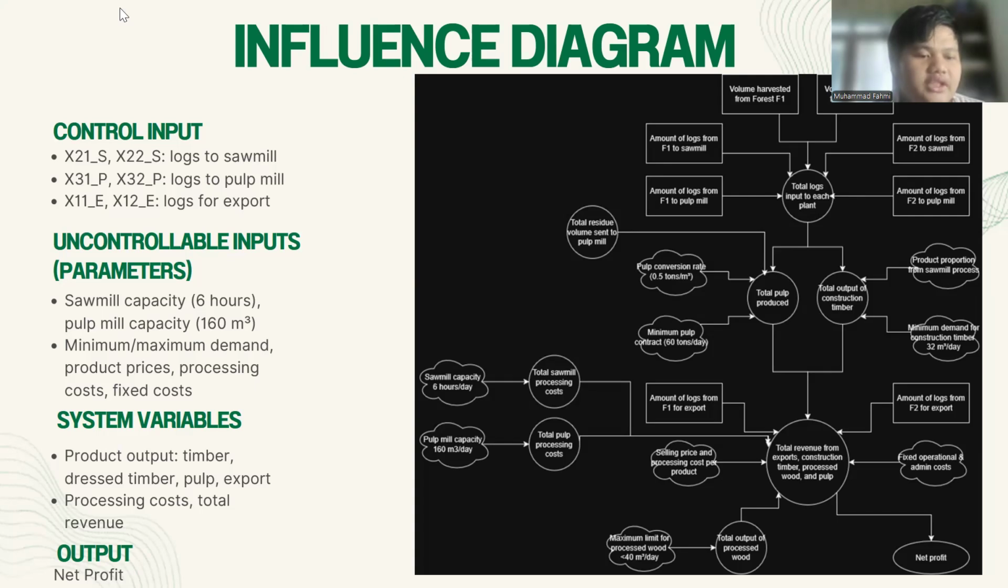The uncontrollable inputs are the sawmill capacity and the pulp mill capacity, minimum and maximum demand, production prices, processing costs, and fixed costs. The system variables in this case are the product output, timber, dressed timber, pulp, export, processing costs, and total revenue. And as seen earlier, the output is the net profit, which is the one we're seeking to maximize.